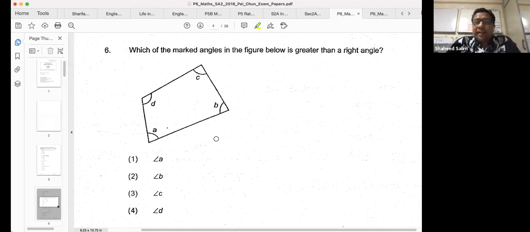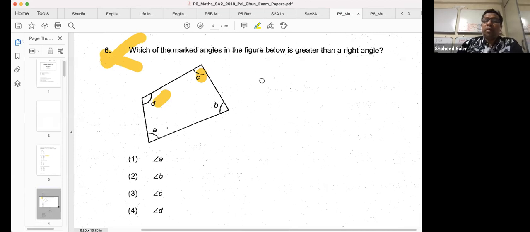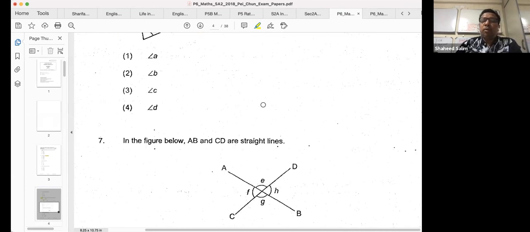Which one is greater than a right angle? Okay, send your answer, yeah? Hey, this one, I think cannot. Something is wrong. This C also looks like it, D also looks like it. No, okay, we forget about this one, because I think there's something wrong with this question.